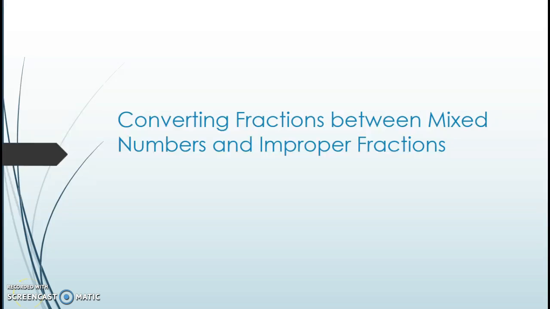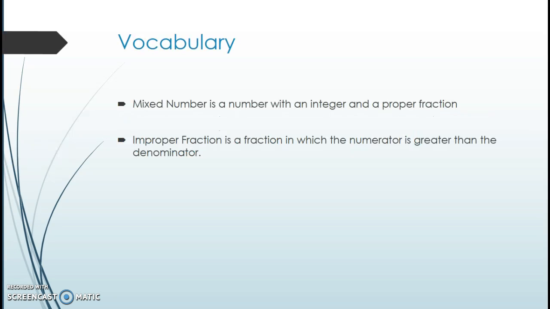So in this first video about fractions and reviewing fractions, we're going to be converting fractions between mixed numbers and improper fractions. So things to know: a mixed number is a number with an integer and a proper fraction. So our integer is any whole number, positive or negative, like 3, and our proper fraction is any fraction where the numerator, so the number on top, is less than the number on bottom. So we have 3 2/3.